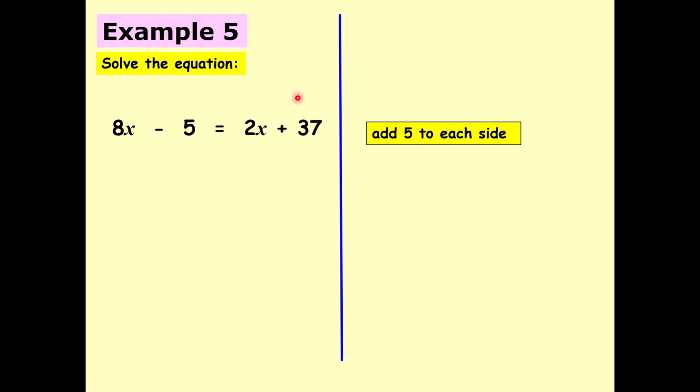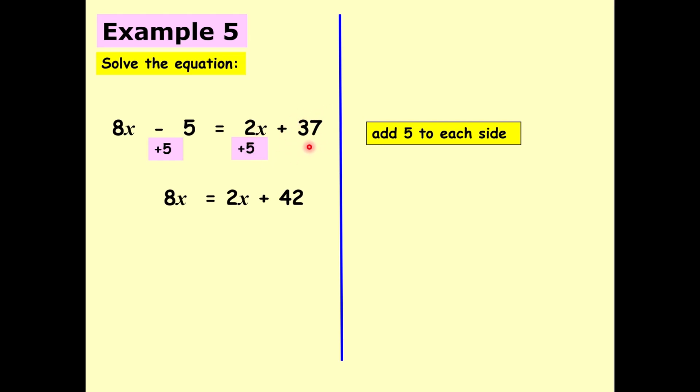So the first thing we're going to do is get rid of this -5. Okay, we only want x's on the left hand side of the equation. So like the first couple of examples, we've got a -5 here. To make this equal to 0, we need to add 5 to both sides. And whatever you do to one side, you have to do to the other. So that'll leave us with 8x equals 2x plus 42. Okay, we cannot add 5 to 2x, we're adding 5 to the 37.